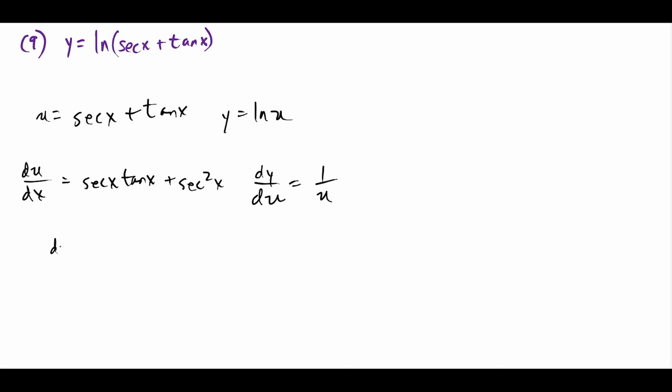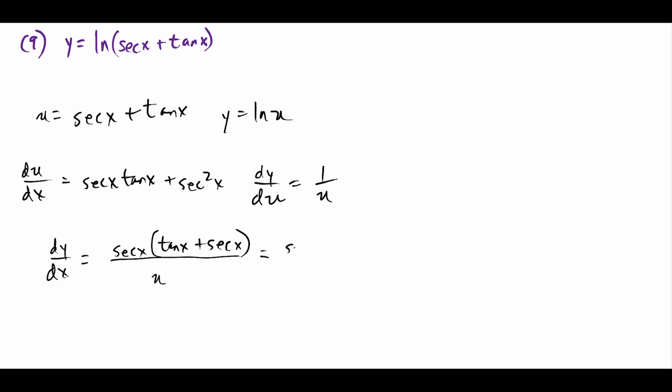So now when we want to find the derivative dy dx, we're just going to multiply these two derivatives together, the du dx and the dy du. And notice this is going to give us a fraction. We have a u term in the denominator, and in the numerator we have secant x tangent x plus secant squared, which preemptively I'm going to factor out a secant, and we'll be left with tangent x plus secant x.